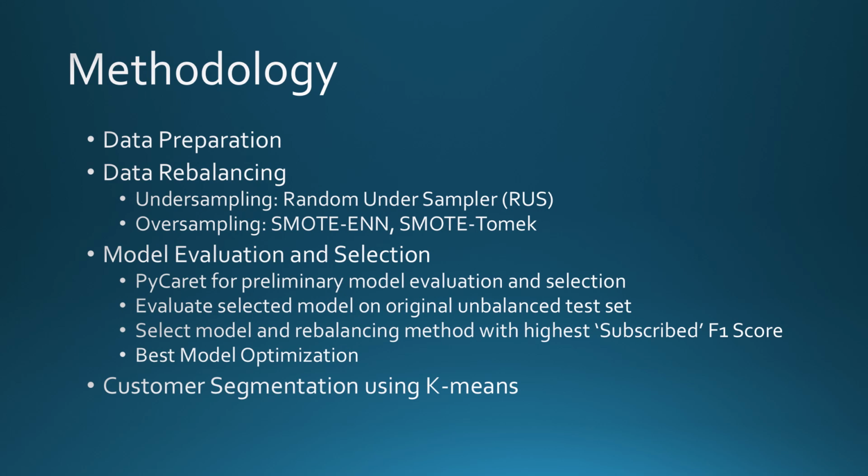For each of these methods, PyCaret will be used to identify the best performing model. A selected model will be evaluated against the original imbalanced test set, and the best model and rebalancing technique will be selected based on the highest subscribed F1 score. F1 score was chosen to find a balance between precision and recall scores. After the final model is selected and optimized, customer segmentation will be performed using k-means clustering.